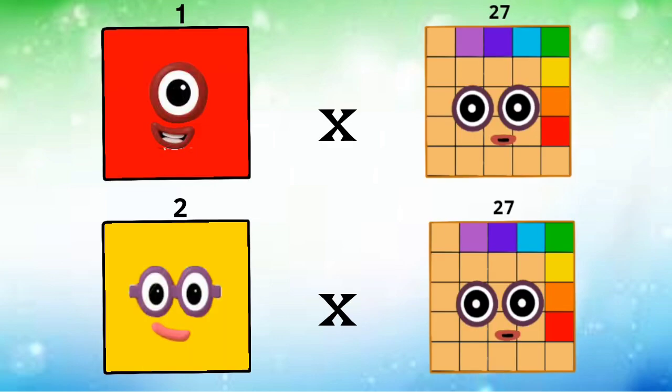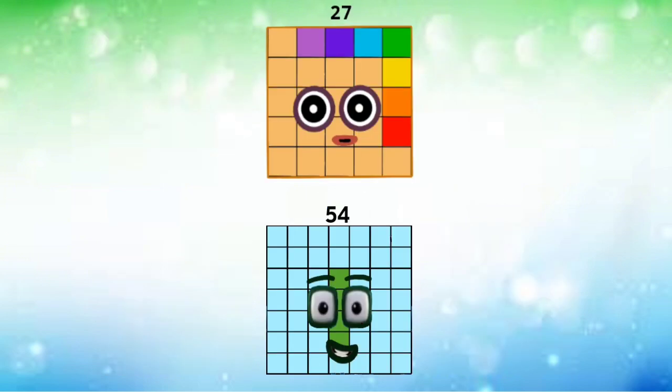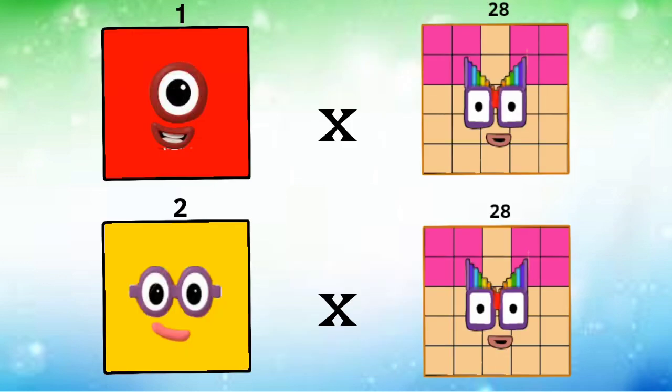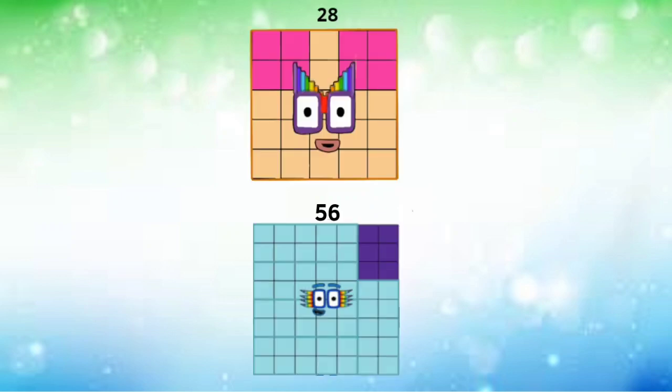Number blocks 1 and 2 times 27 equal 27 and 54. Number blocks 1 and 2 times 28 equal 28 and 56.